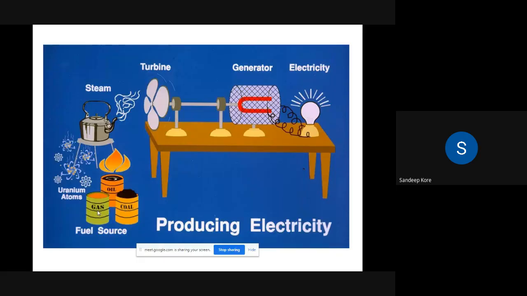Water is there, and we are supplying the fuel from the bottom side. The fuel may be oil, it may be coal, or it may be gas. So if you burn that fuel, the water is converted into vapor, and that vapor is going to drive this small fan. That shaft of this fan is connected to a generator, which consists of a rotor and stator, and which is going to generate the electrical energy.